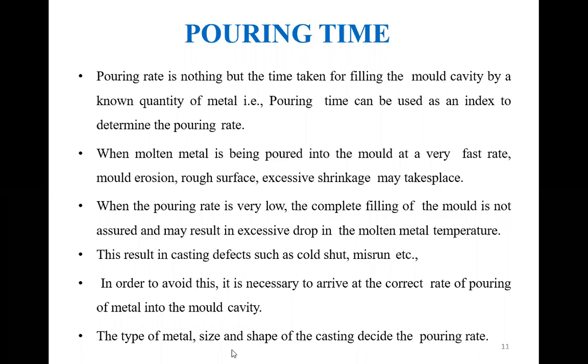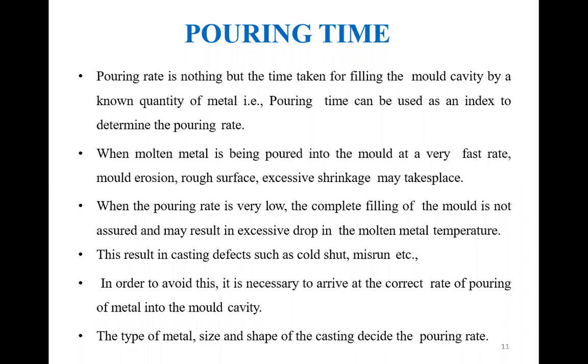The next one: when the molten metal is poured into the mold at a very fast rate, mold erosion and excessive shrinkage may take place. I had told you the molten metal cannot flow at a very fast rate, and it cannot be done at a very slow rate either. It must be medium. If it is very fast, a high amount of liquid is forced into the mold cavity, and due to that many defects occur.